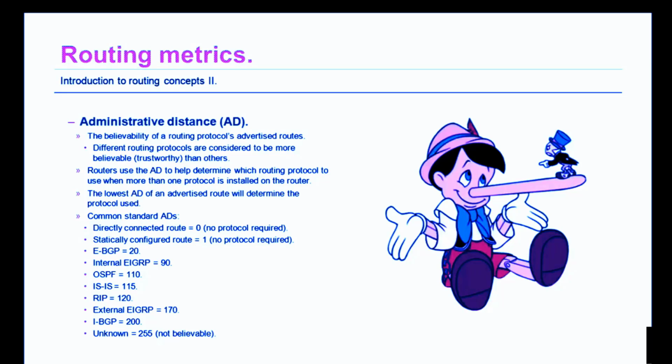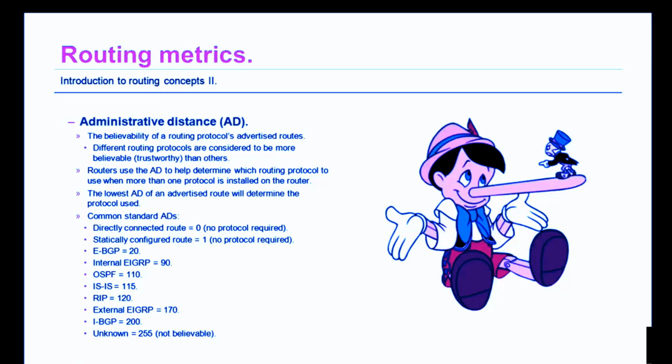There are some common standard administrative distances. First up is the directly connected route. That's a direct link between two routers. That has an AD of 0, and it is the most believable or trustworthy of routes. Next is the statically configured route. It has an AD of 1. External Border Gateway Protocol has an AD of 20. It's still fairly trustworthy. Internal EIGRP has an AD of 90.